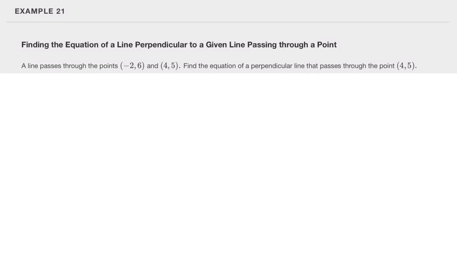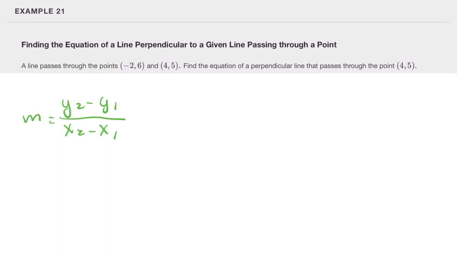So a line passes through these points. Find the equation of a perpendicular line that passes through this point. If we want our line to be perpendicular, it needs to be the negative reciprocal of the given slope. But the slope isn't given, so we need to find it. If we're finding slope, we use the slope formula: y2 minus y1 over x2 minus x1.